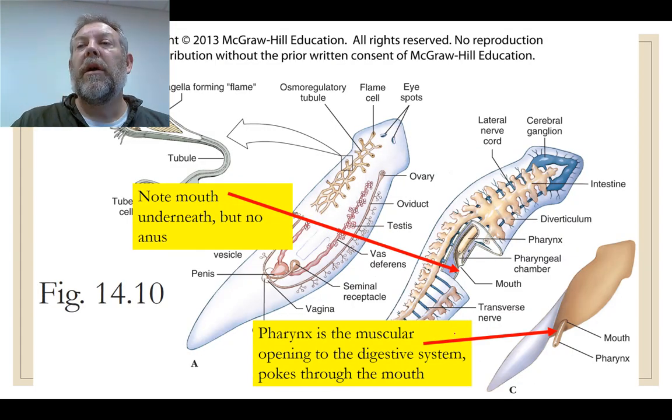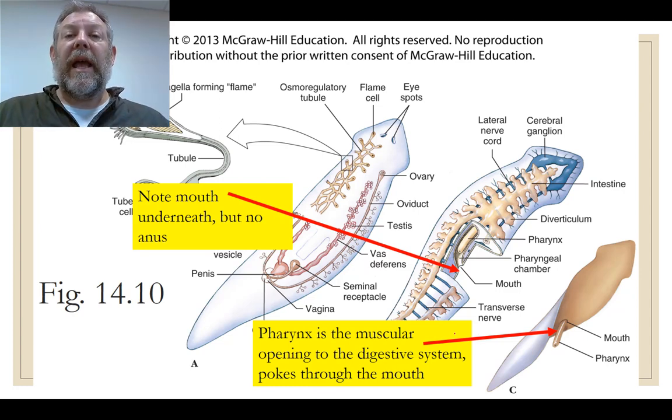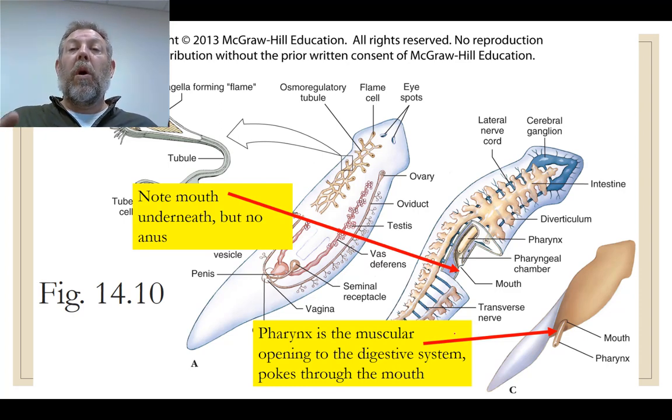Here again, showing you where the mouth is underneath, but this is a blind gut. They don't have an anus. So when we're thinking about similarities to the organisms from last week, you remember that the hydra only had a blind gut. It only had one opening. Same thing here with the planarian.